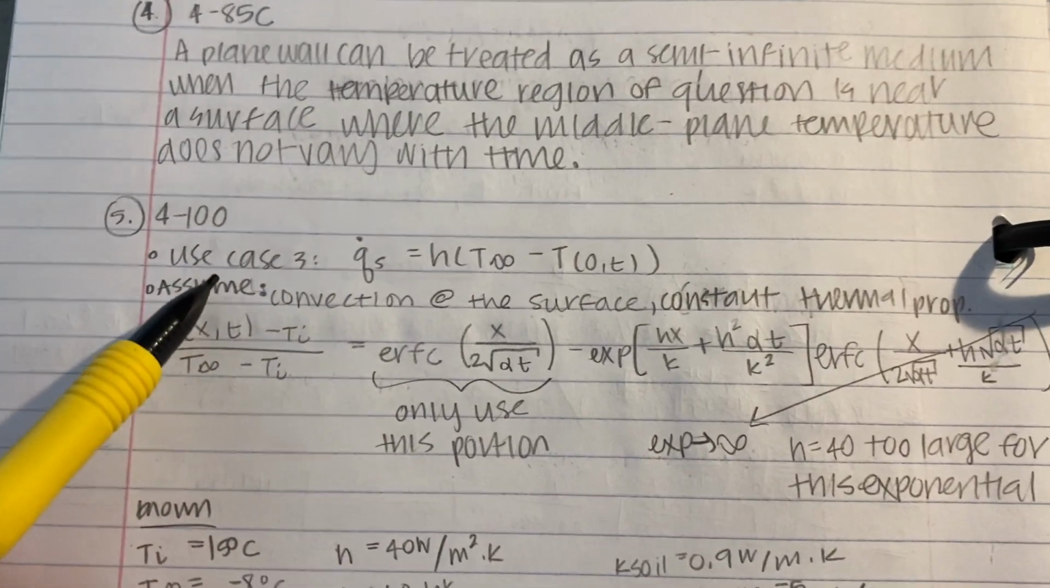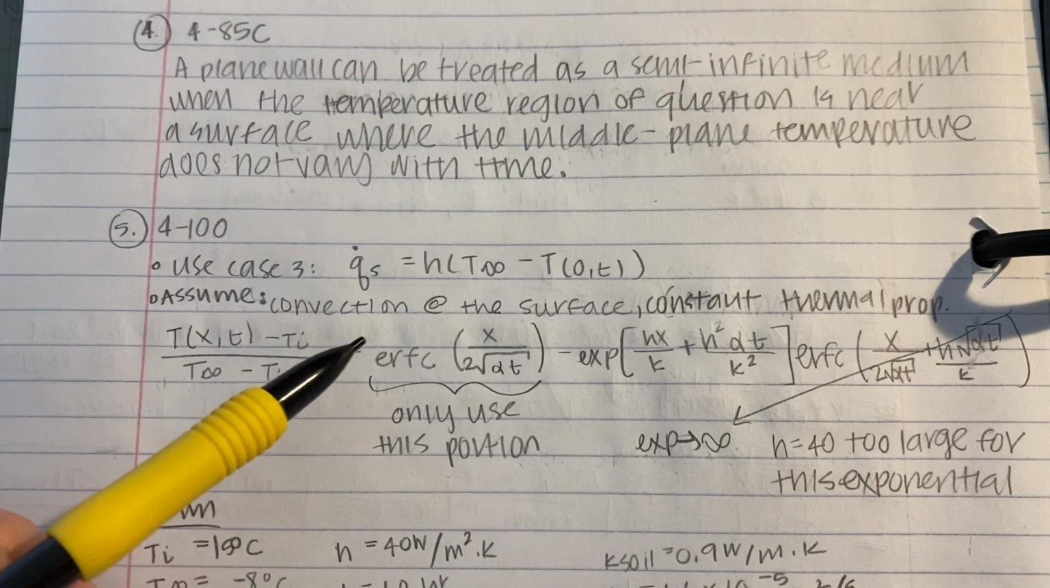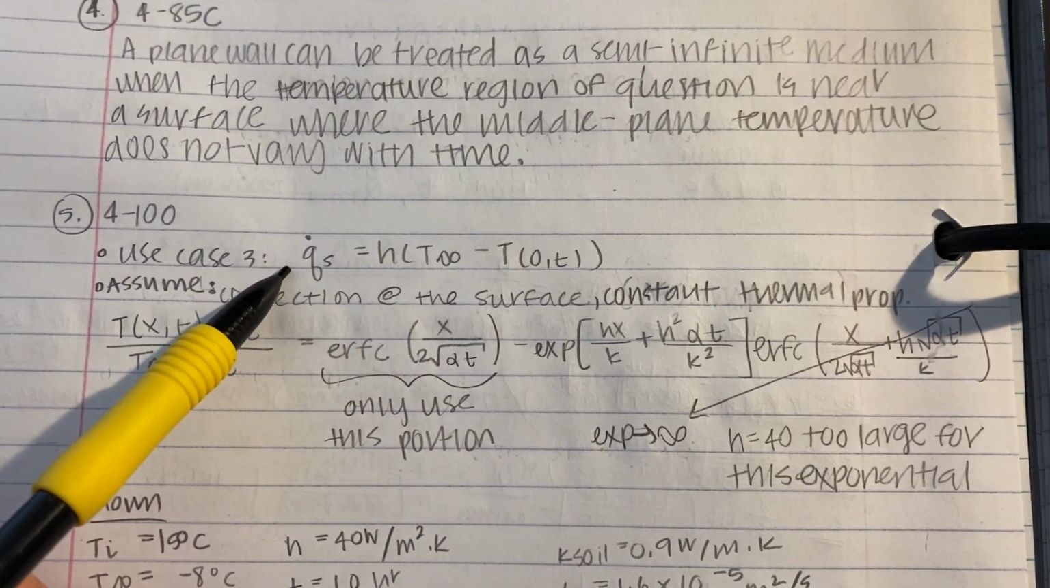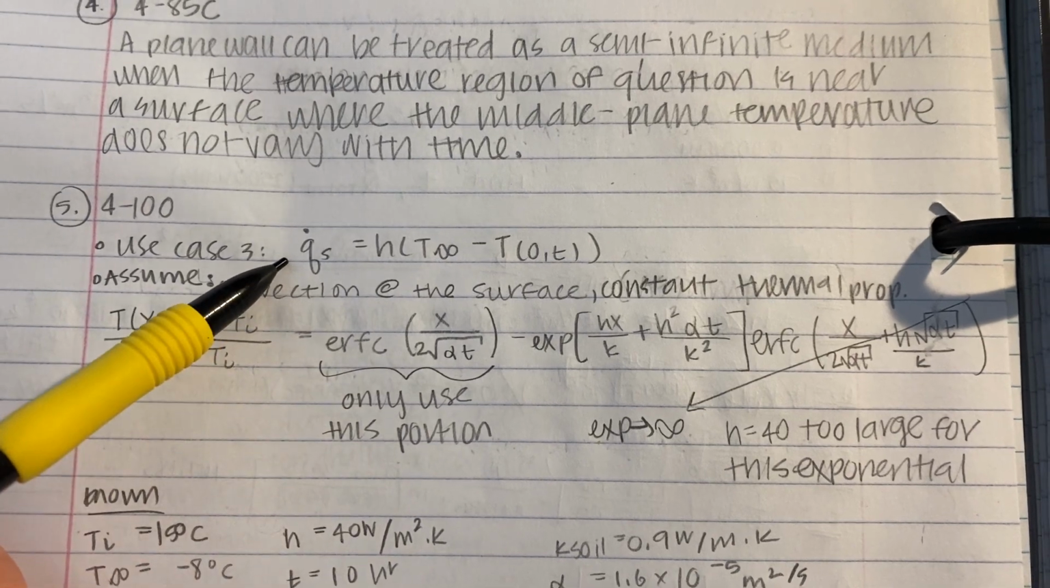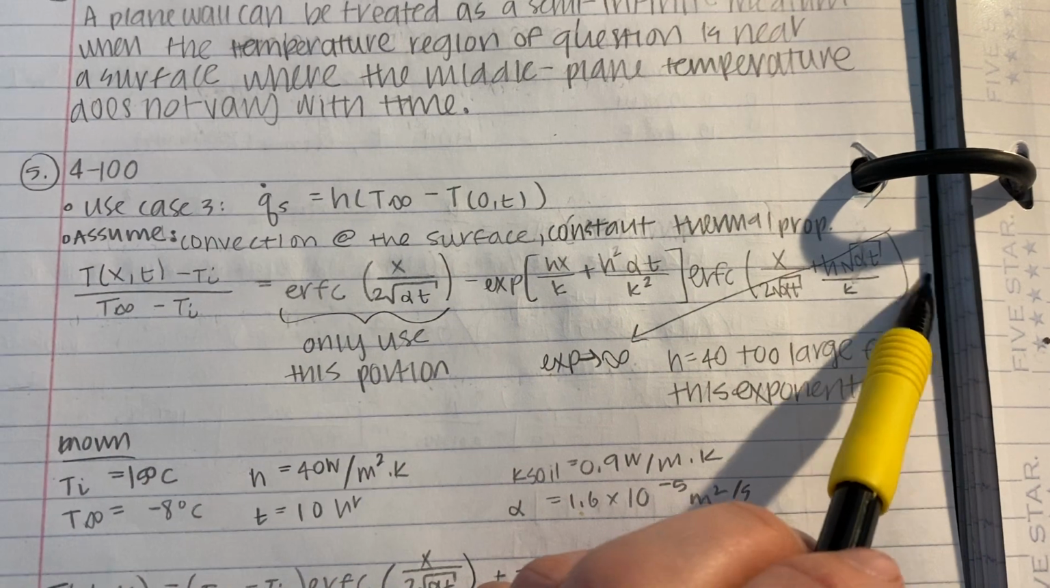For 4-100, there is wind blowing on the soil, and so we can treat this as convection at the surface, which means we should use case 3 of the semi-infinite solid assumption. And this is the equation for that assumption.